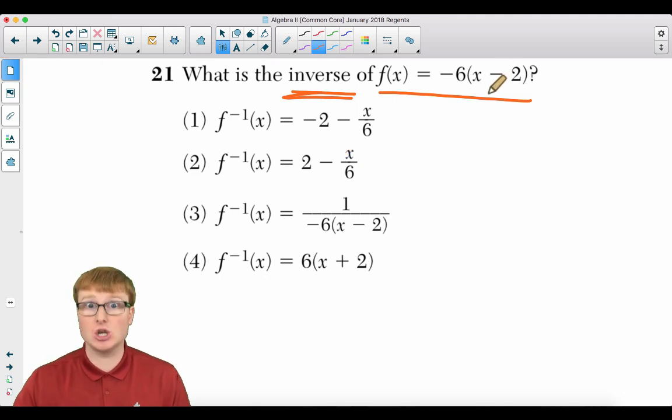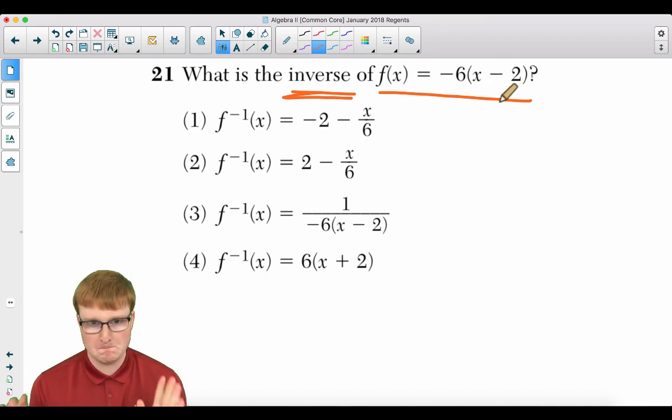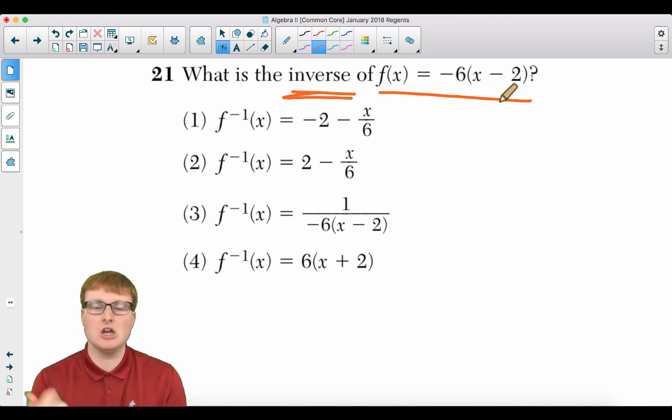Well, this is a line, so of course it does pass the horizontal and the vertical line test, because the slope is not undefined. If it was undefined, then it wouldn't pass the vertical line test. But this is a line where the slope is negative 6, we're good to go. So we could definitely find the inverse of this. The general rule is you switch the x and y, solve for y. So let's go ahead and do that right now.